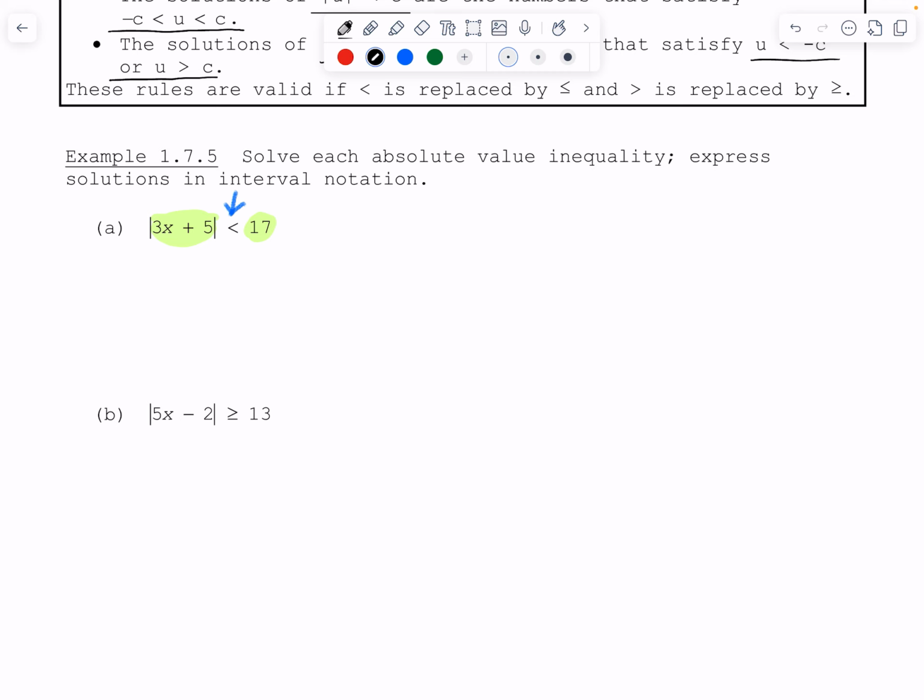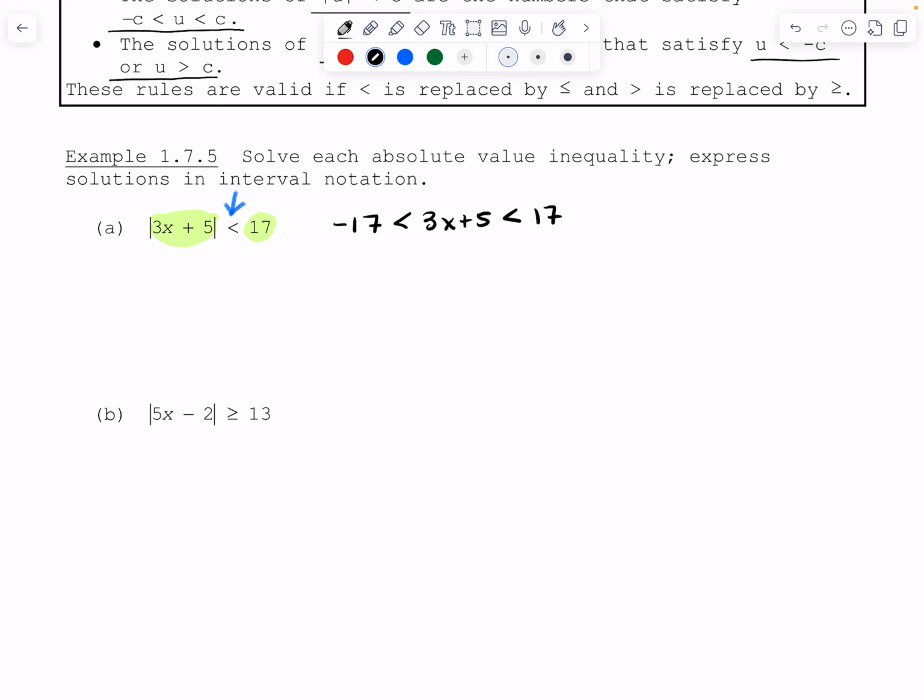We take the constant, which is 17, make it negative. We'll do less than. We put 3x plus 5 in the center, less than the actual constant. So we make it sandwiched in between that negative value and the positive value. Again, what did I just do? I saw the constant was 17. Because the inequality was less than, I put negative 17 less than whatever was inside the absolute value, 3x plus 5, is less than 17, which was the original value.